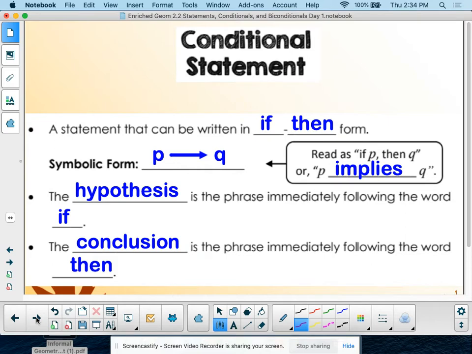Okay, now we have a conditional statement. A conditional statement is a statement that can be written in if-then form, okay? And now I'm gonna throw a lot of just like random stuff at you, okay? So if you want to see this in symbols, it'd be P, and then this arrow to Q. And you read this as P implies Q. If P, then Q. So we're saying P implies Q. The hypothesis is the phrase that immediately follows the word if, and the conclusion is the phrase that immediately follows the word then.